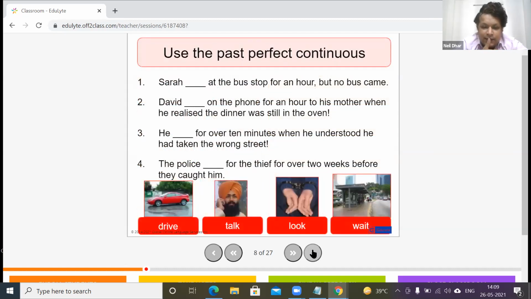Let's try and match this. Fill in the blanks. Use the past perfect continuous. Shara had been at the bus stop for an hour, but no bus came. Which one would you use?